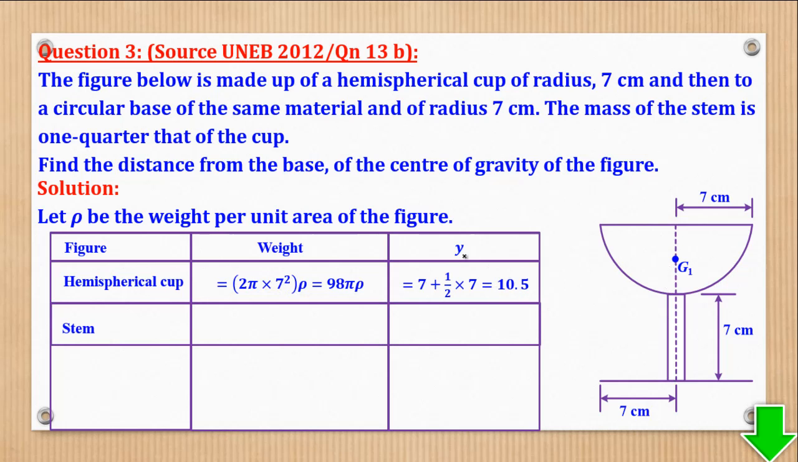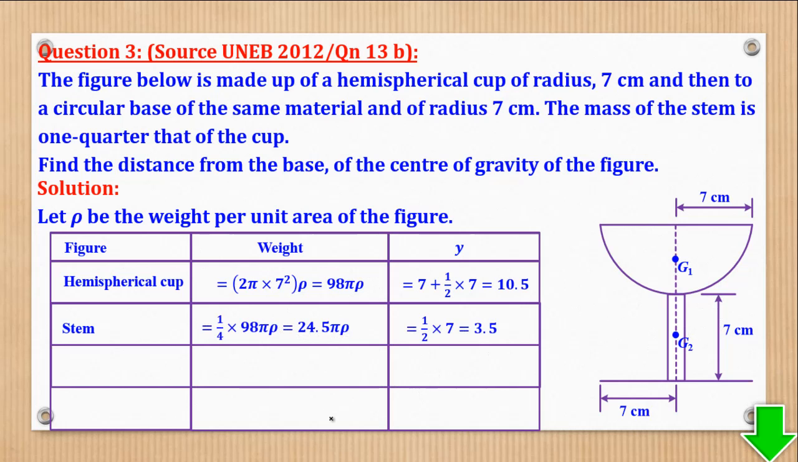Then for the stem, here they already told us that the mass of the stem is a quarter that of the cup, which is this. So the mass of the stem is a quarter, meaning that the weight is also a quarter of that, which gives you 24.5 pi rho. Then the center is here, which is just half of 7. Then for the circular base, weight is area times rho to give you 49 pi rho. But the center of gravity is here, meaning it is 0, because that's the reference point.